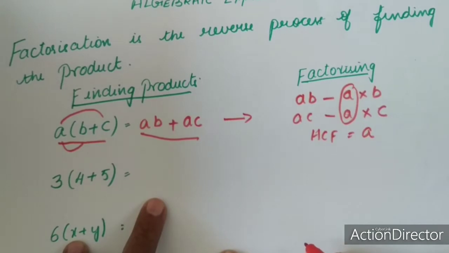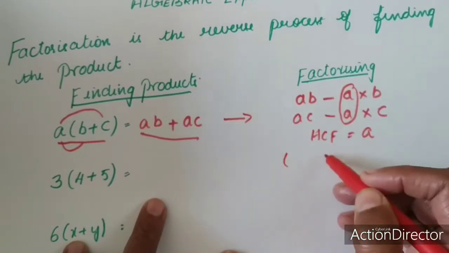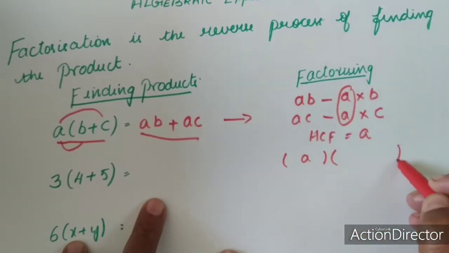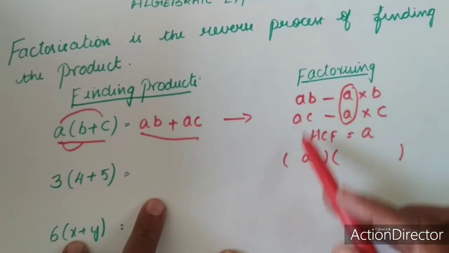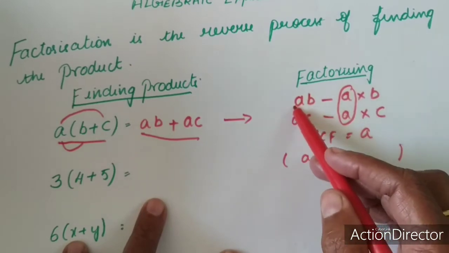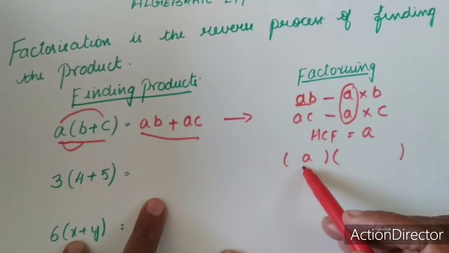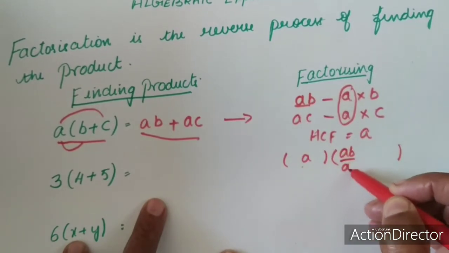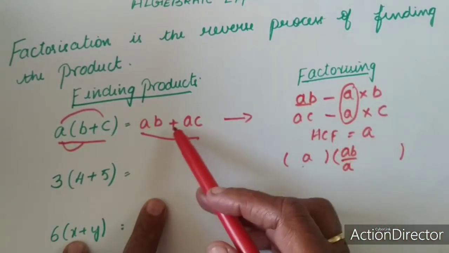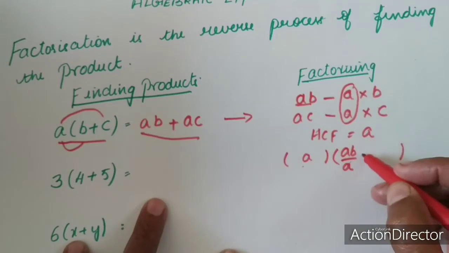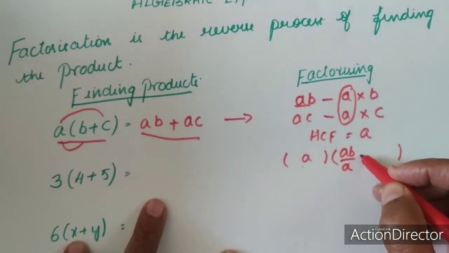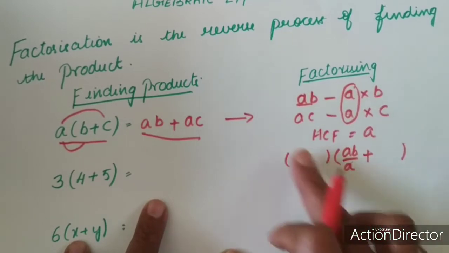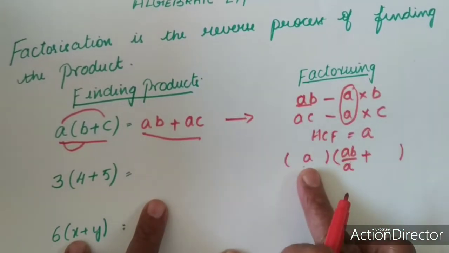Now after finding the HCF, in the first bracket I write the HCF and in the second bracket I divide each term by the HCF. That is AB divided by A. In the second bracket, if it is plus you put the plus sign, or if it is minus you put the minus sign. So I put the plus sign over here, and now the second term divided by the HCF.